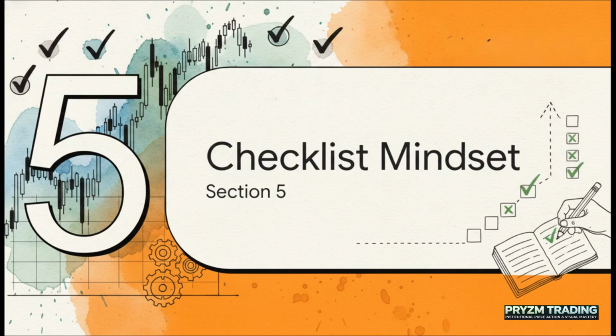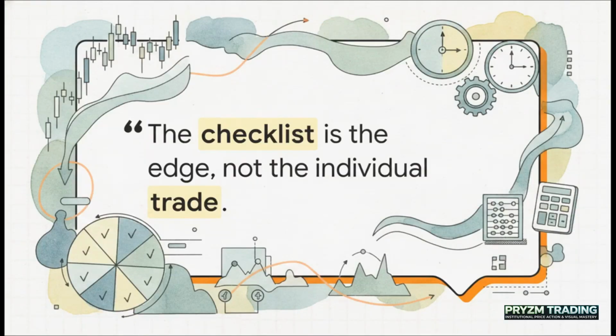Section 5. The checklist mindset. To actually pull this off in real time without freezing, you need a total psychological shift. Remember this, the checklist is the edge, not the individual trade. You have got to stop hunting for the perfect textbook sweep. The cleanest reclaim and the prettiest trigger candle almost never happen at the exact same time. Traders who wait for absolute perfection end up missing out on everything. The people who actually build a solid track record are the ones who mechanically execute this checklist day in and day out, even when the setup looks a little messy, as long as it meets those 7 criteria. The checklist itself is your superpower.